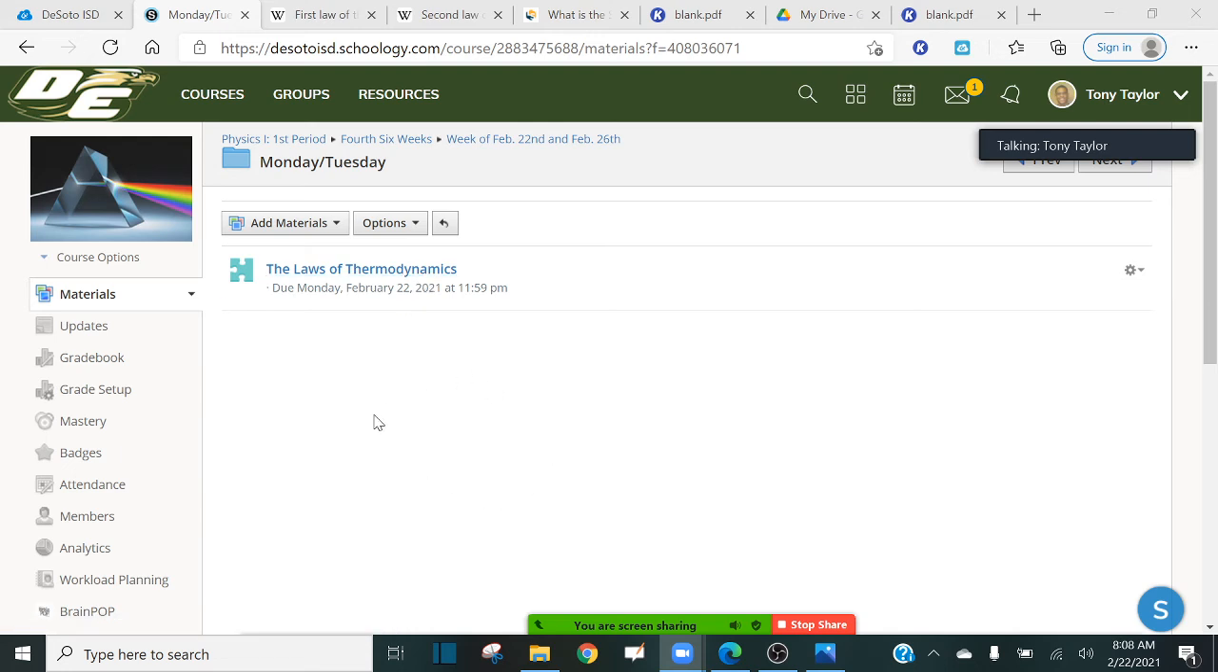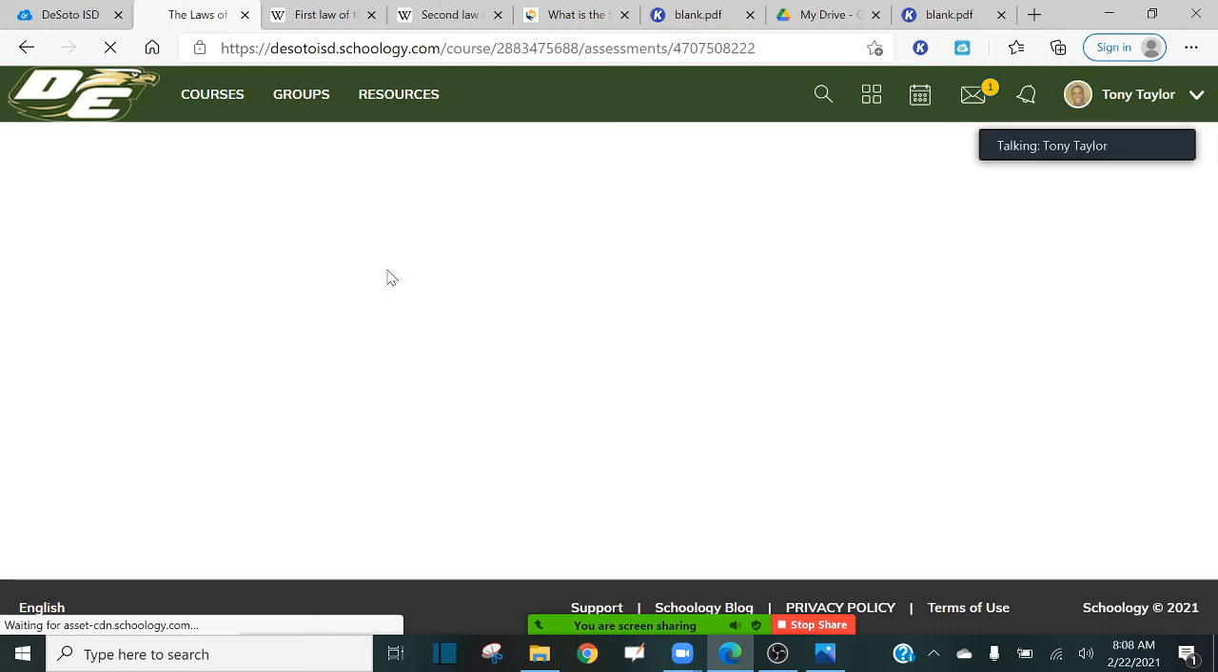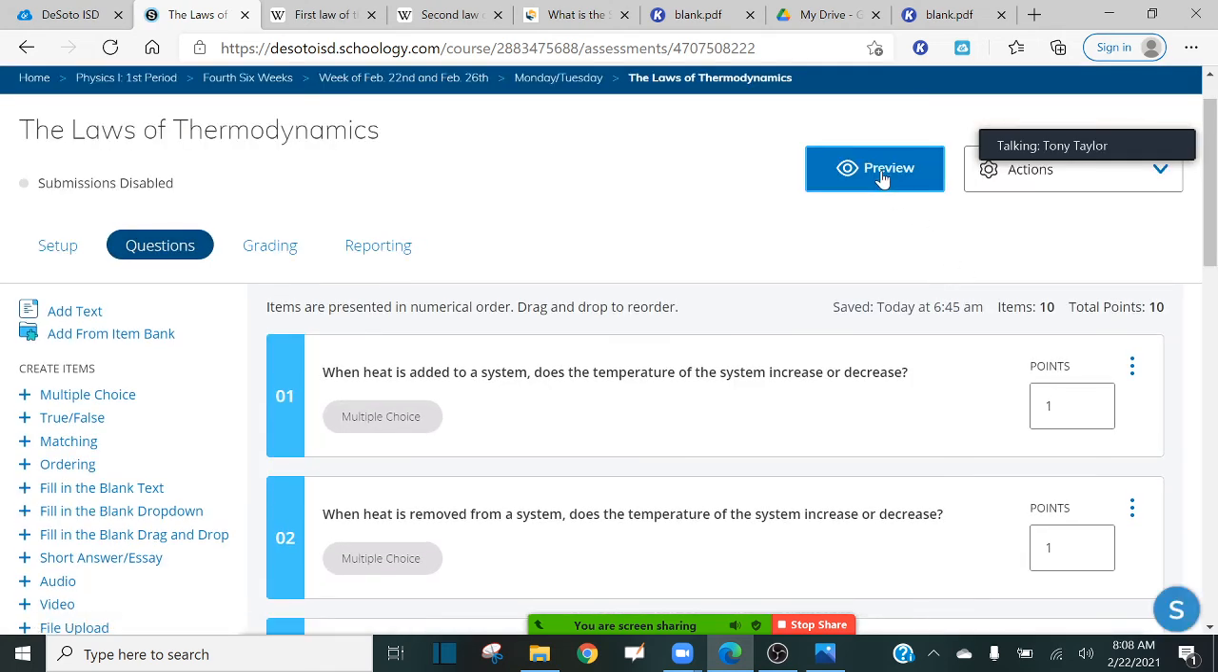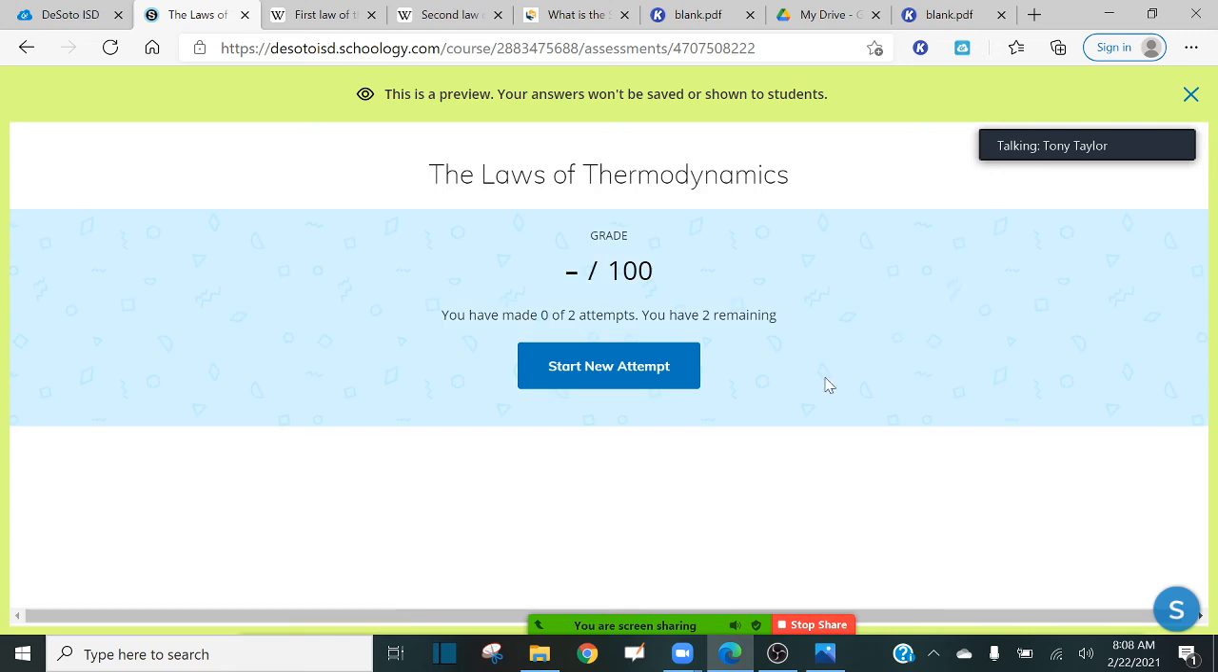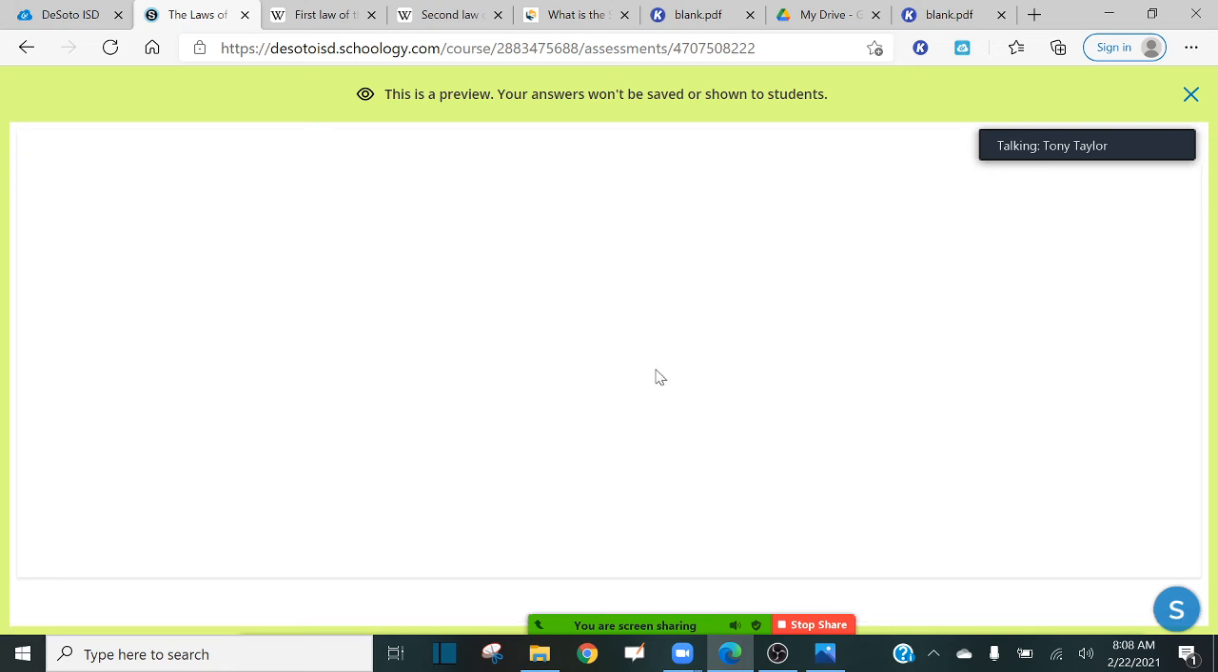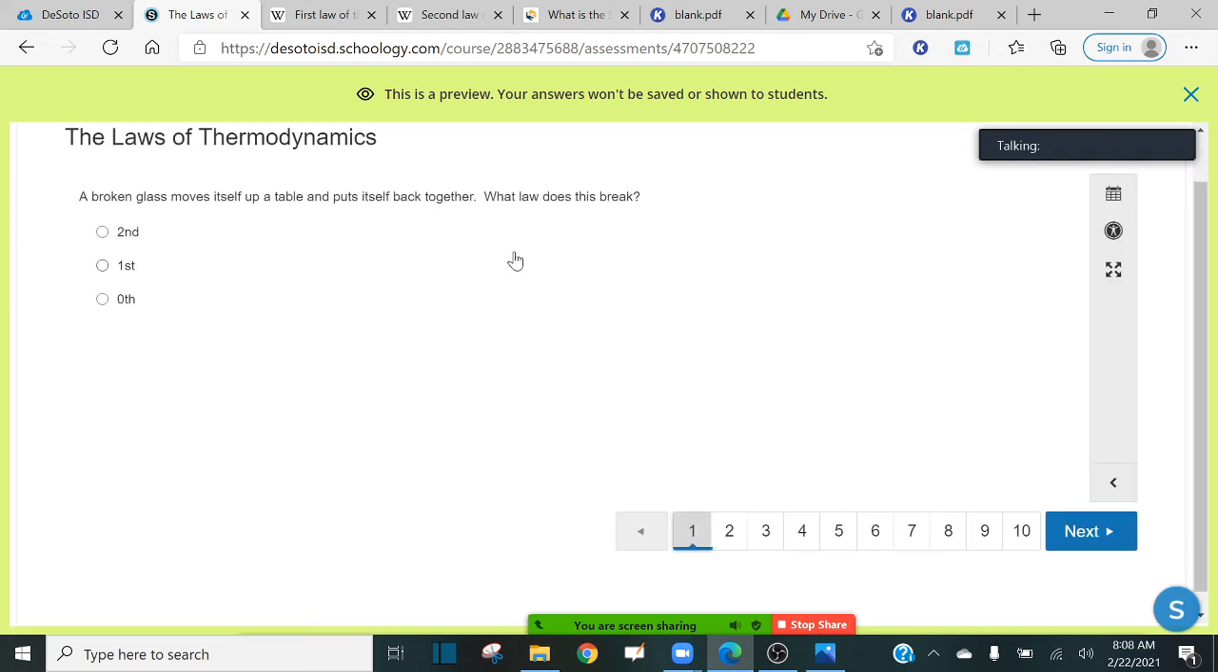If you're at your computer, what I would do is click on the assignment that says the laws of thermodynamics. And if you guys want, you can work right along with me. They're just 10 multiple choice questions, and I'm just going to go over a few of them with you guys. It's just going over everything that we just talked about. So guys, go ahead and pull out your computer or whatever electronic device is next to you, open up Schoology, and then pull up this assignment.